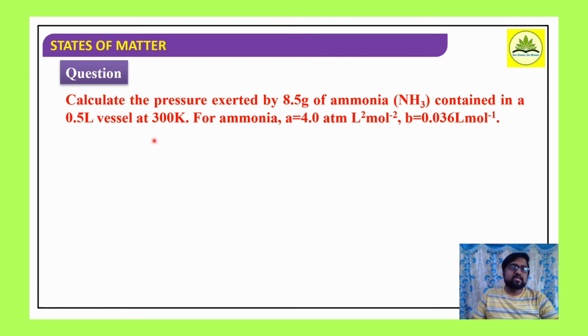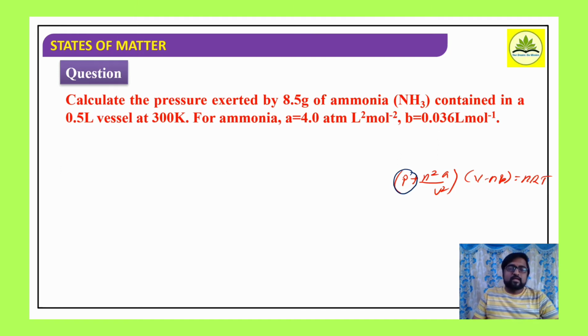A and B values are given, and instead of giving the number of moles, they have specified the weight of the gas and the volume. Well, we know the van der Waals equation: P plus n square A divided by V square, into V minus nB, is equal to nRT. We have this data. What we have to calculate in this expression? We have to find out the pressure, right?